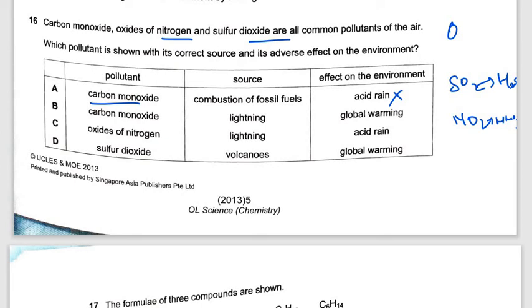So this is not right, lightning is from the oxides of nitrogen, not like this. Oxide of nitrogen, lightning is written. Yes, just now I discussed, option number C is the only correct option you have.